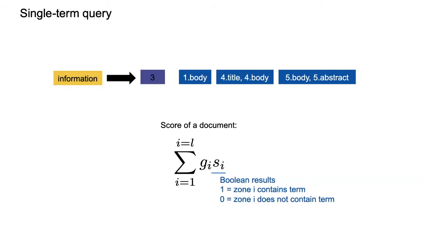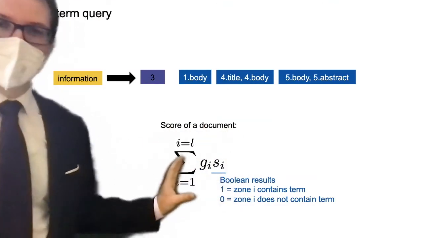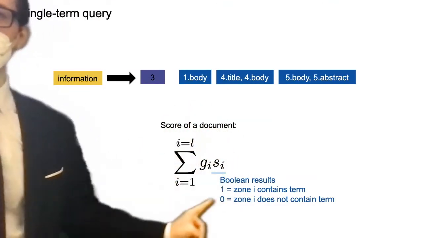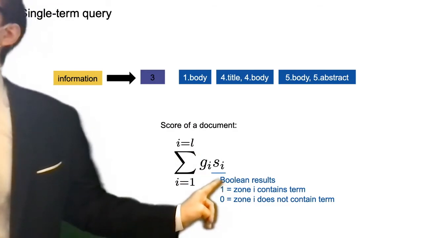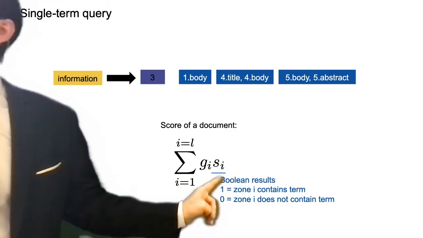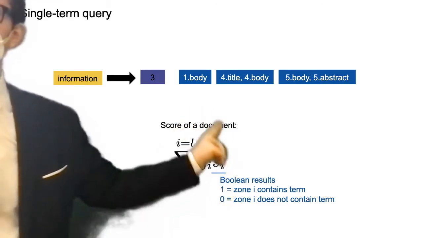So what does it actually mean? You basically sum up the weights of the zones that contain the term. That's in fact what this formula is doing. But of course, since we love linear algebra, we like to put it in this way. What is the name of this operation in linear algebra? You remember that? If you have a vector G and S, what is that computing?